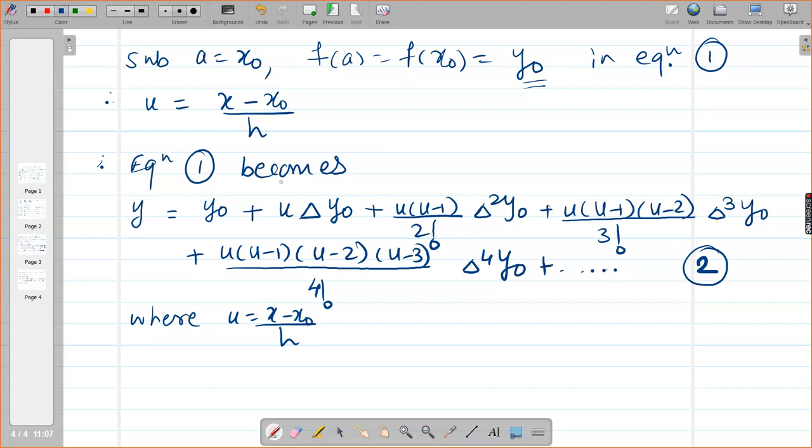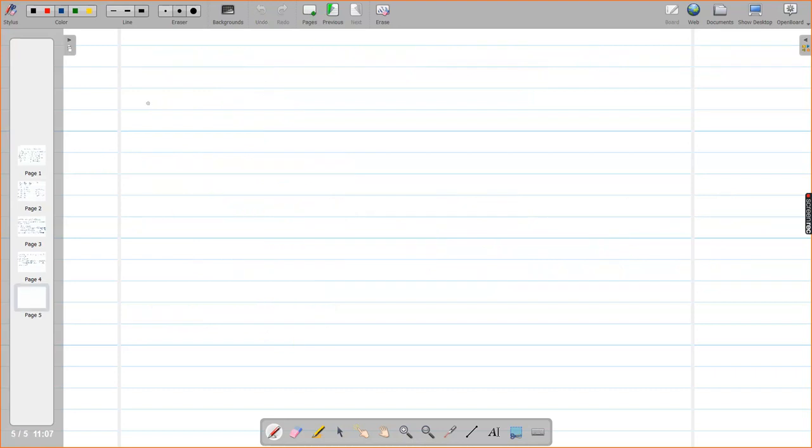Done. Okay. So now I am writing on the next page. I am writing the expanded form. Therefore, y is equal to y naught plus u delta y naught as it is, plus the third term will become what? u into u minus 1 will become what? u square minus u, right? Upon 2 factorial into delta square y naught plus u into u minus 1 into u minus 2, how much will it be?